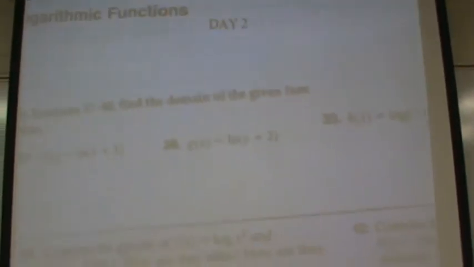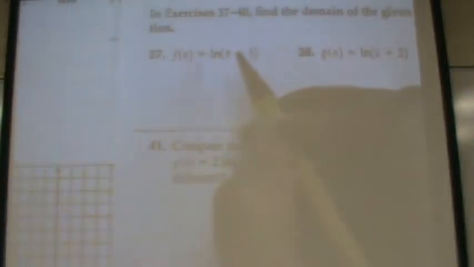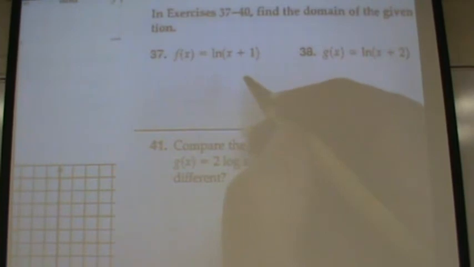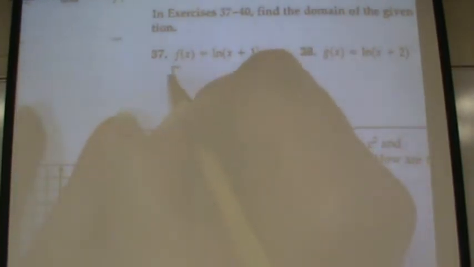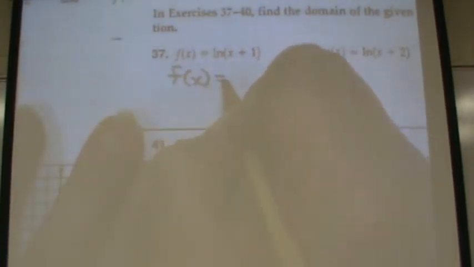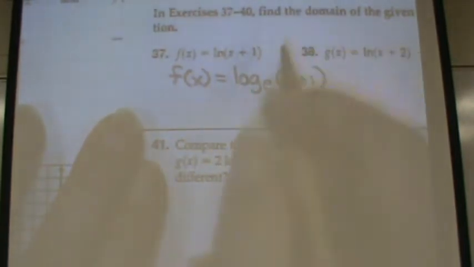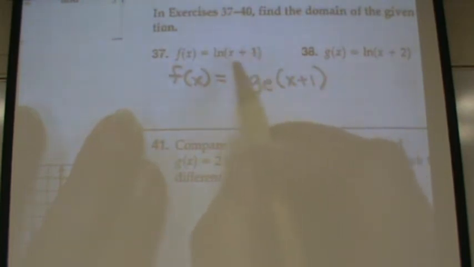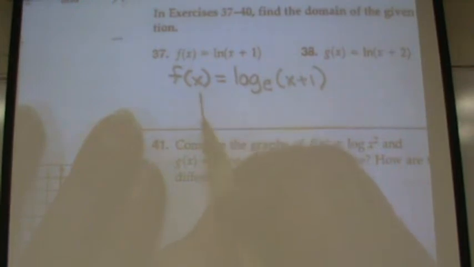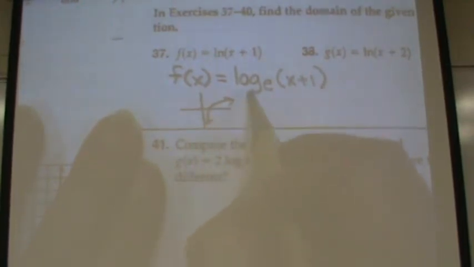So like if you look at 37, even though it's an ln problem, ln just means log base e. So this is really f of x equals log base e. It doesn't matter what the base is. You gotta look at this thing right here. What does this plus 1 tell you? Normally your graph for a log looks like that. So with that in mind, it's gonna shift your graph 1 unit left.